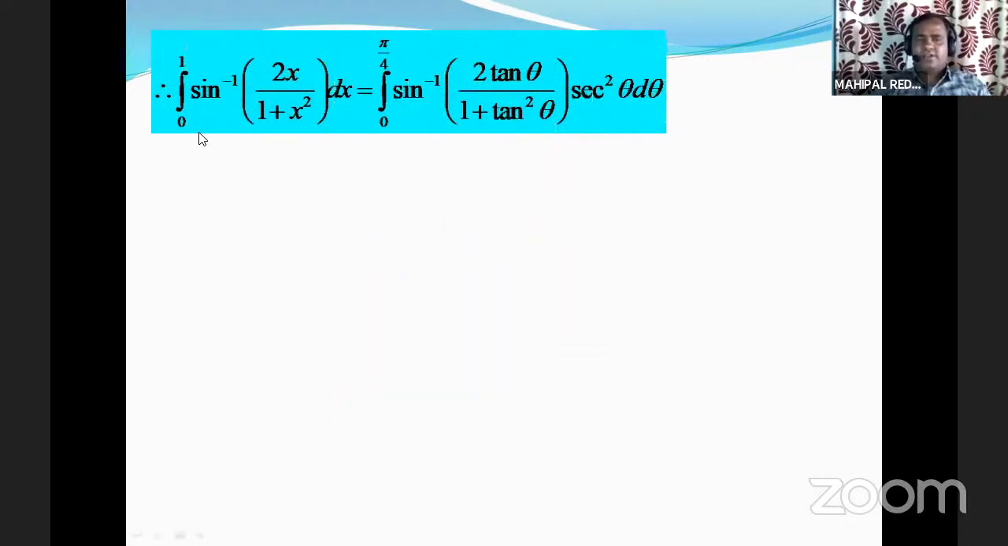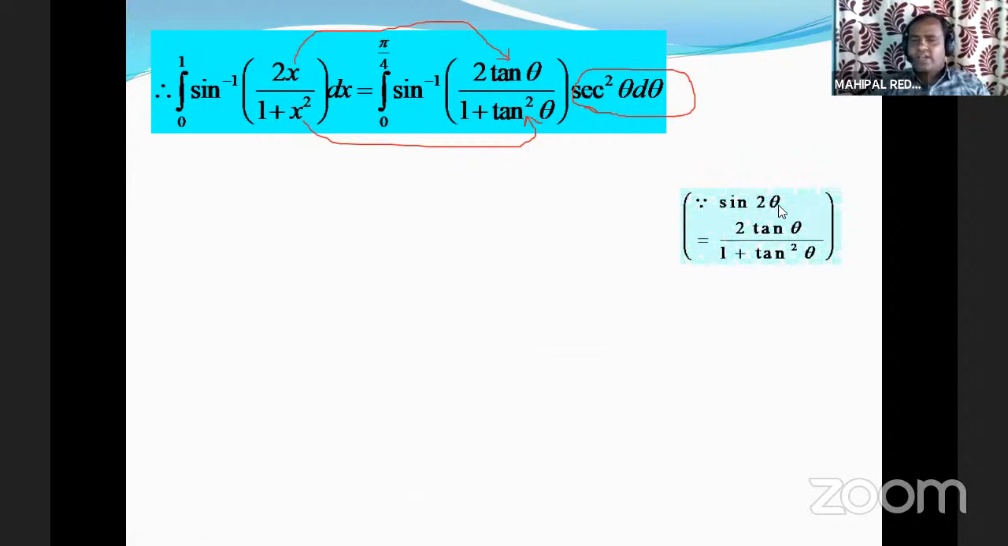So now, what is the given question here? Integration 0 to 1 sine inverse of 2x by 1 plus x square dx. It equals integration 0 to pi by 4 sine inverse of 2 tan theta by 1 plus tan square theta, because the x value we chose is tan theta. X square now becomes tan square theta. And we got the dx value as sec square theta d theta, as in the previous problem. But there is a small change here.